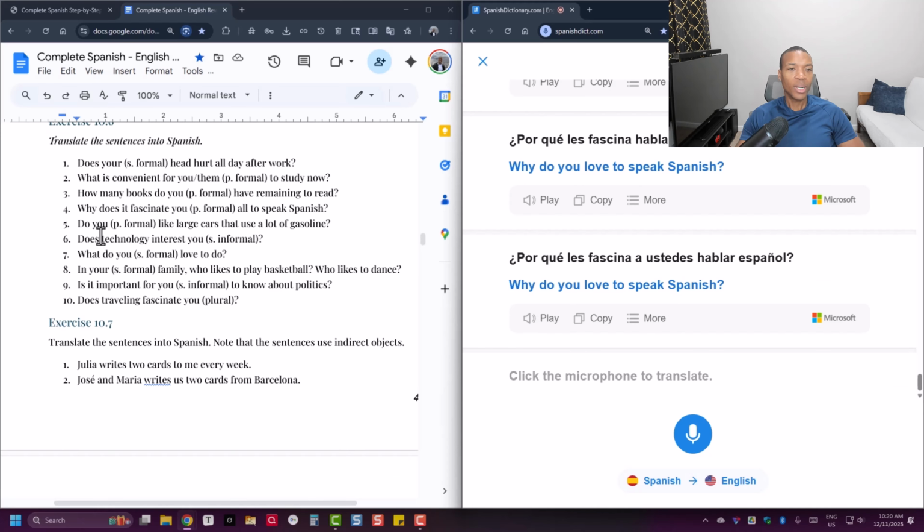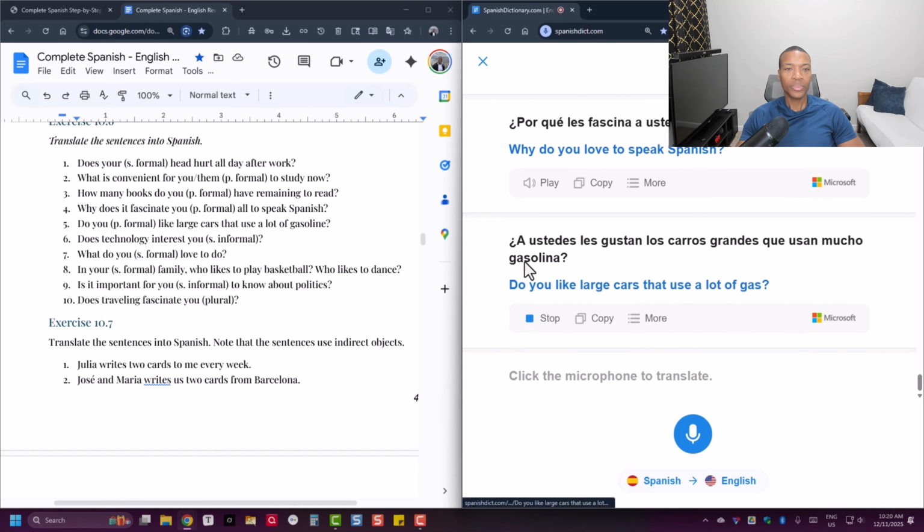All right. Number 5: Do you like large cars that use a lot of gasoline? ¿A ustedes les gustan los carros grandes que usan mucha gasolina? Do you like large cars that use a lot of gas?